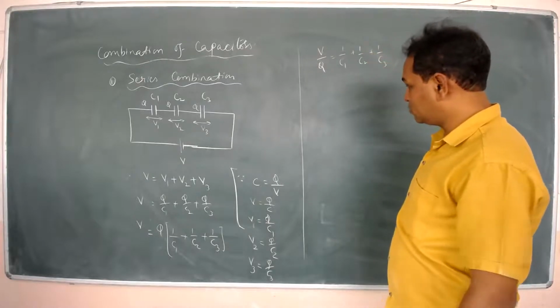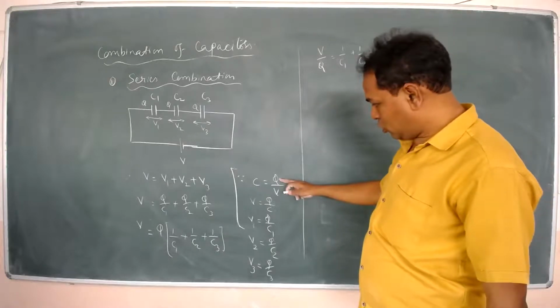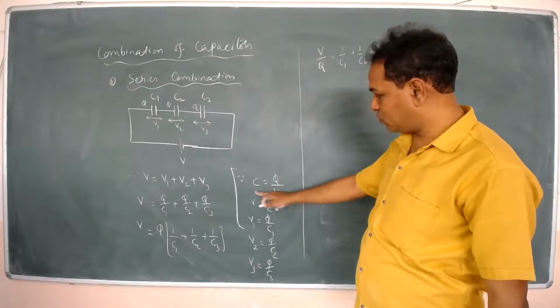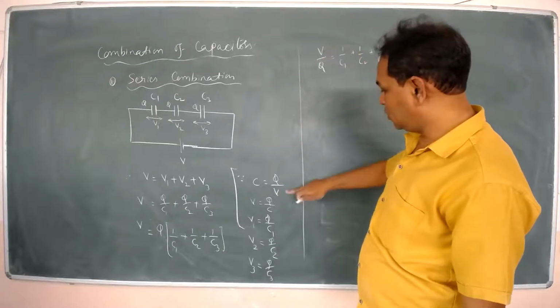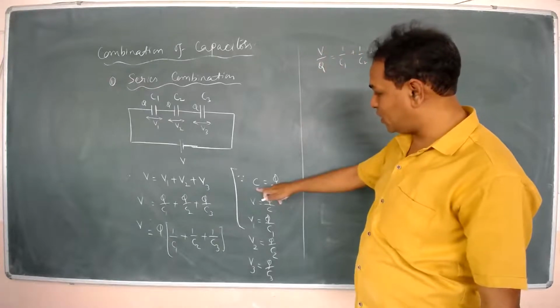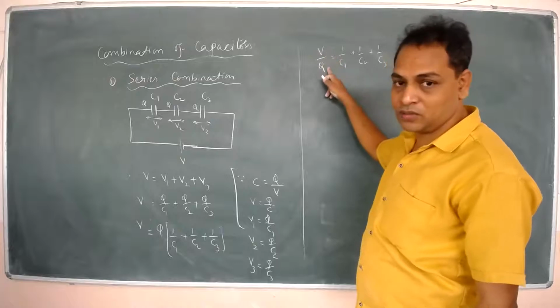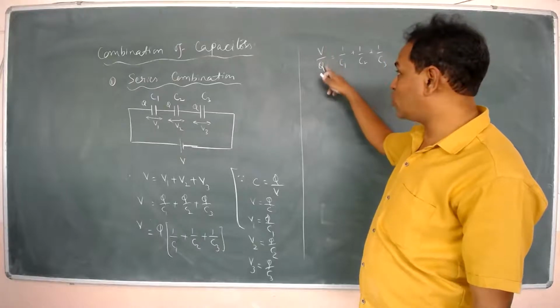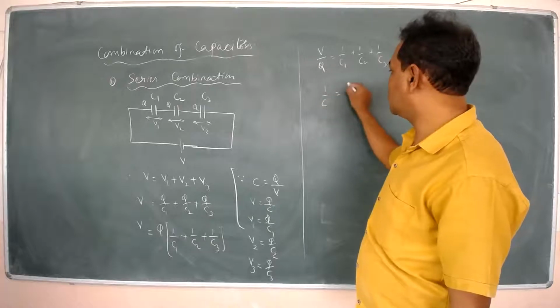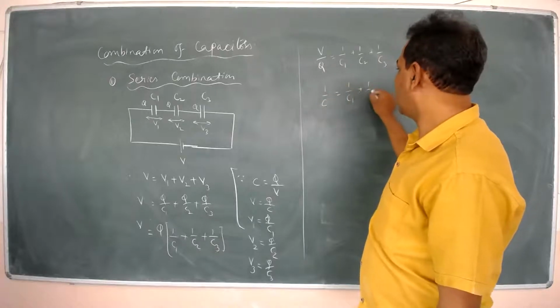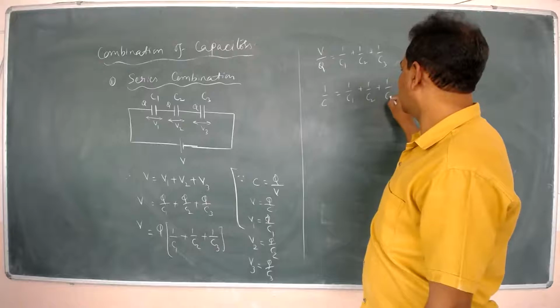From here, Q by V means C. Therefore, V by Q means the reverse, so I can write it as 1 by C. So 1 by C is equal to 1 by C1 plus 1 by C2 plus 1 by C3.